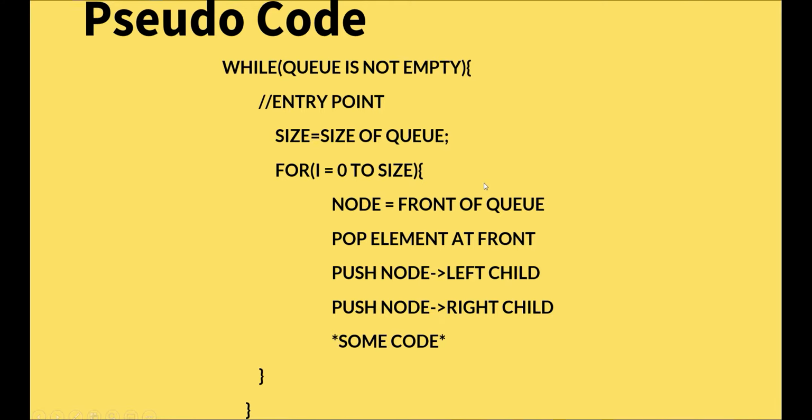Now that first element would be the front of the queue because our queue supports first in, first out. So we'll be looking at the front of the queue. Now we pop the element from the front because we already have it stored over here.